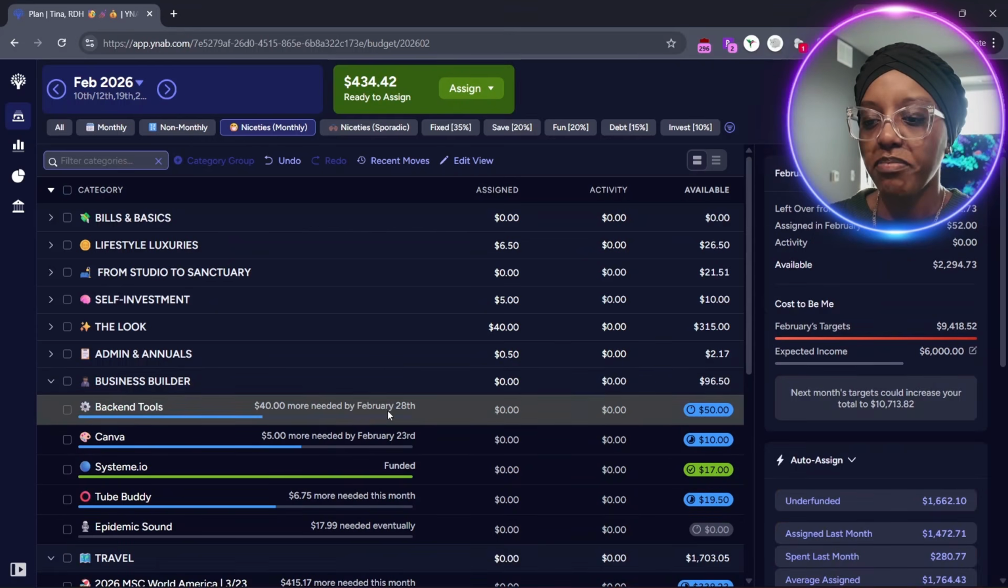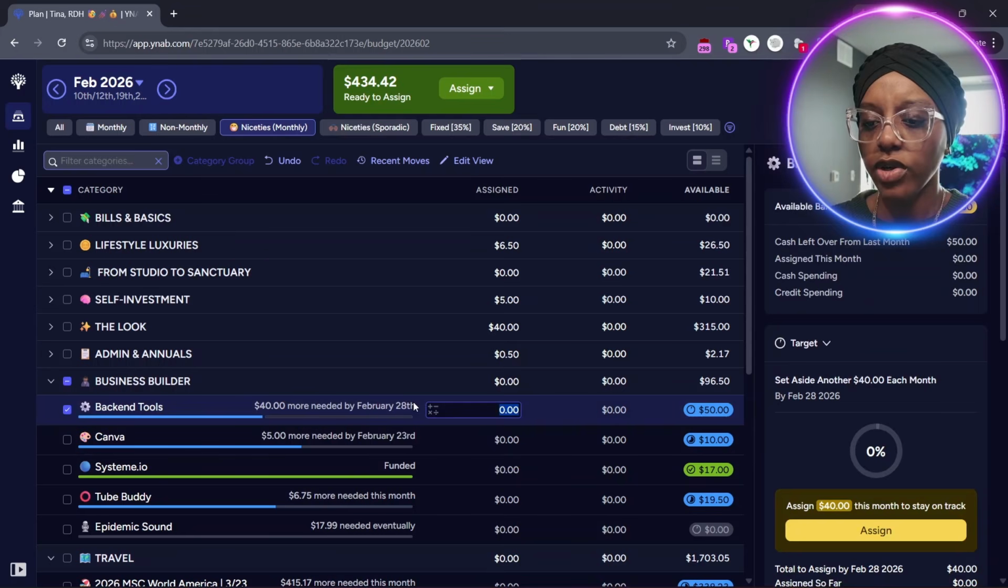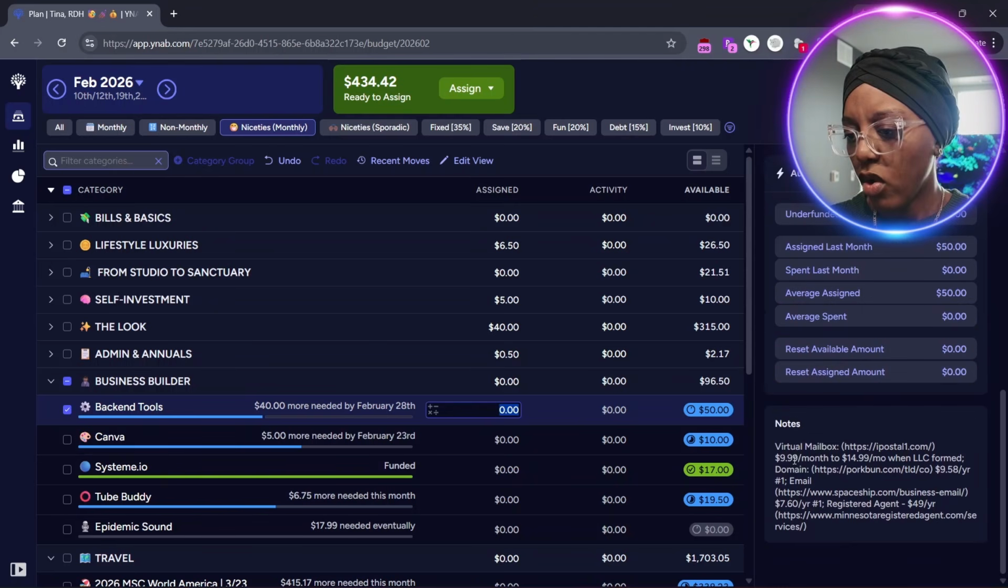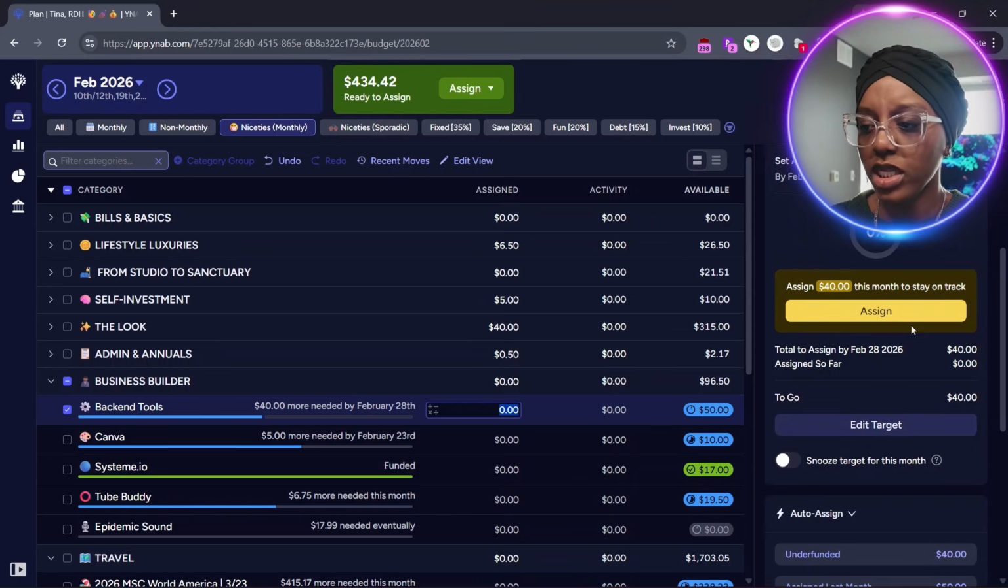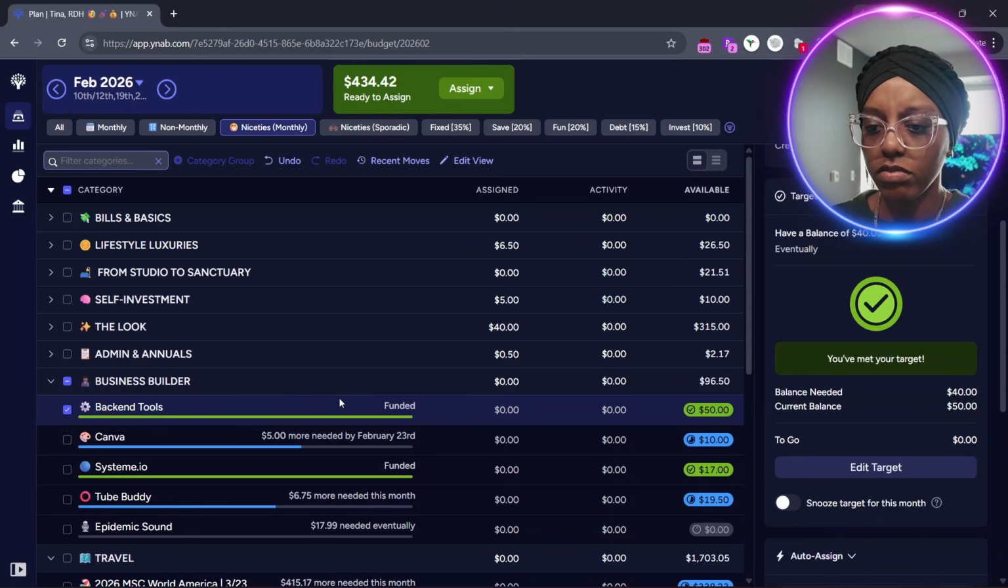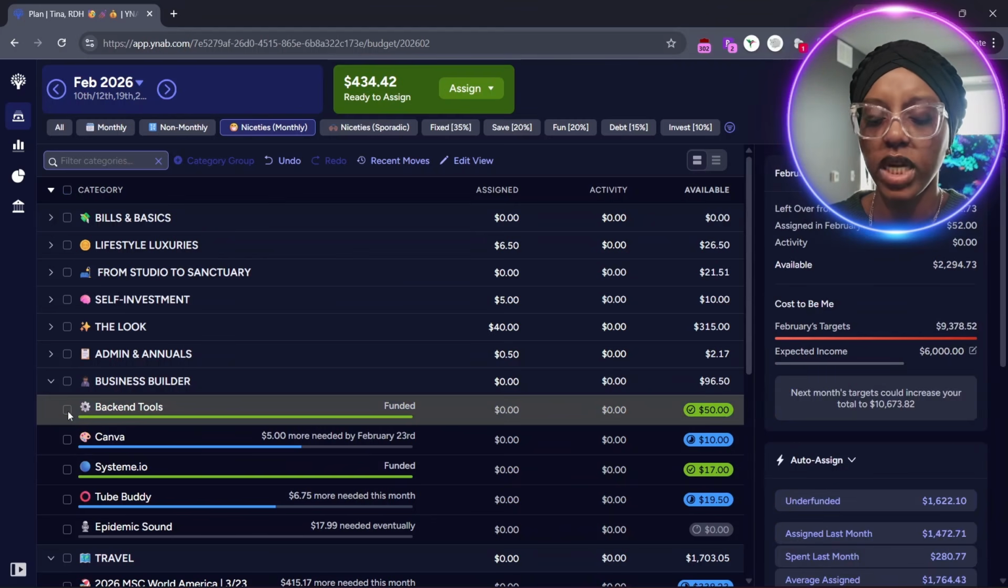My business, back-end tools. I feel like $50 is enough. Why do they have me needing $40 more? Set aside $40 each month. I don't think that's what I need. So the virtual mailbox would be $10 a month. The domain would be a yearly cost. Everything else is yearly. You don't need to set aside $40 each month. We can just have a balance of $40 and then we're there. We're where we're at. Once I spend the money on what I need, I will adjust that to have a balance of $15 or whatever it needs to be, or set aside whatever.